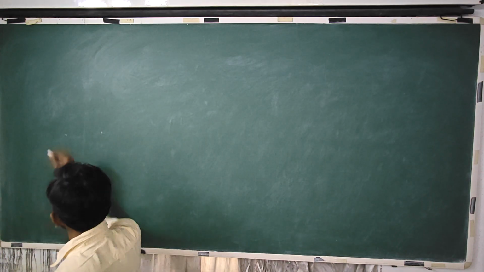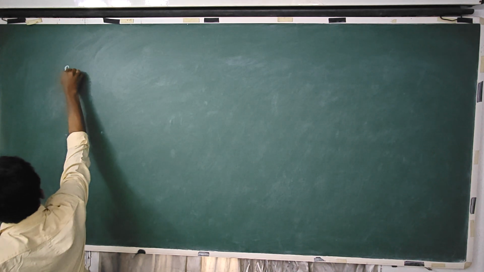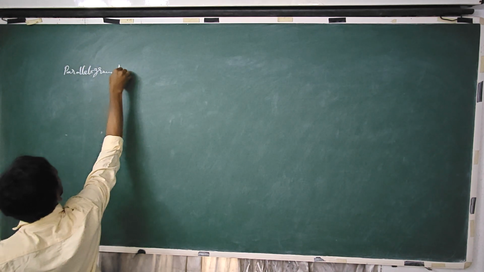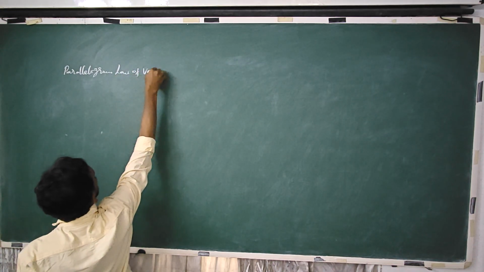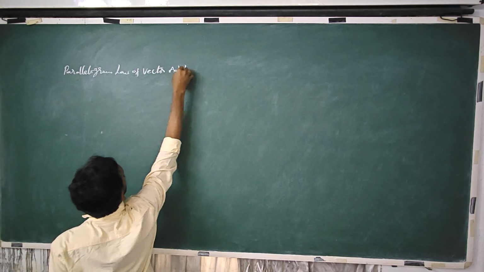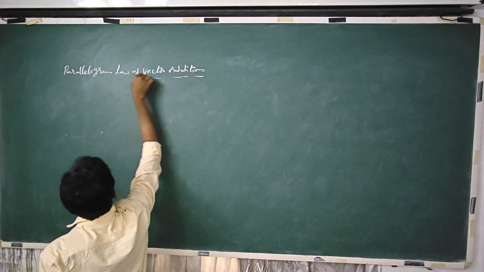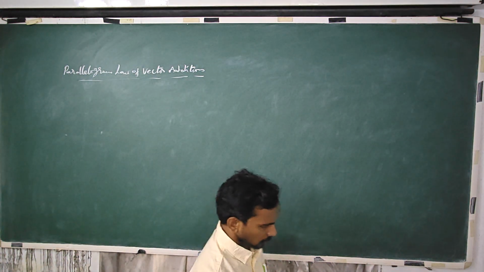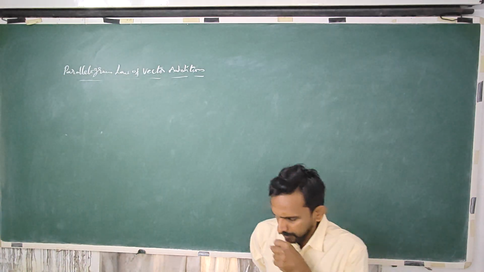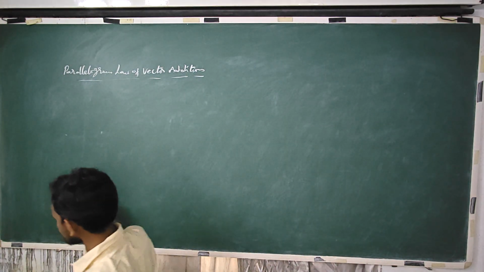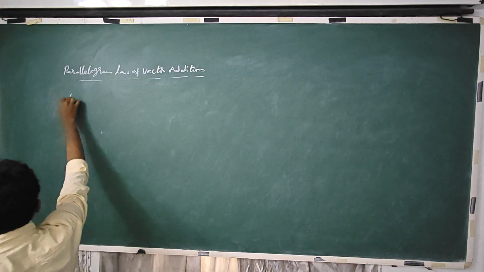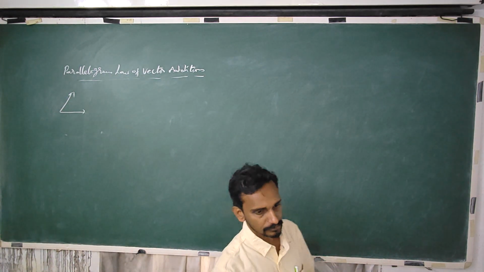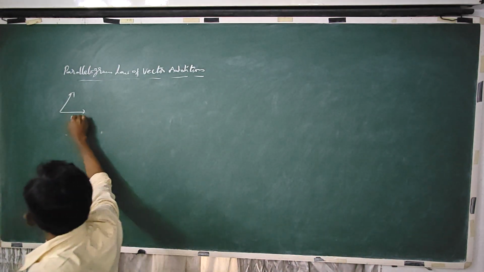the parallelogram law of vector addition. Parallelogram law of vector addition. This is the same as the triangle law. Like when you want to add two vectors, let's say this is A and B.